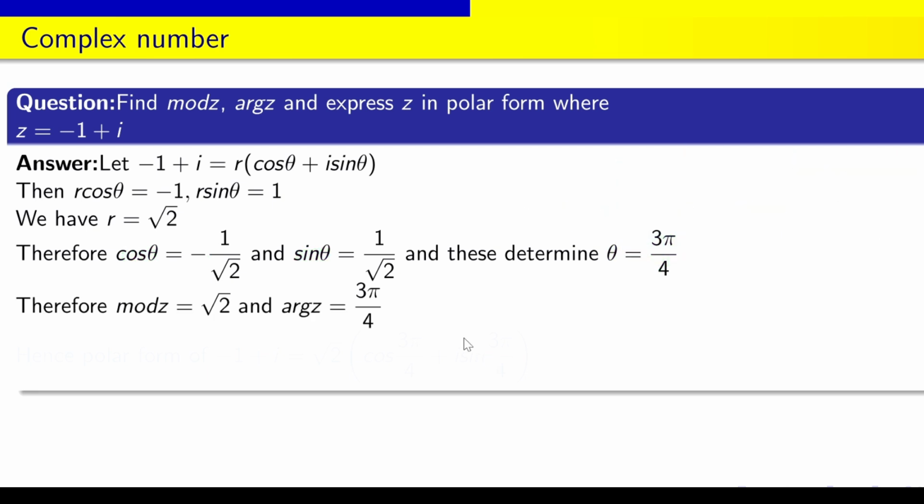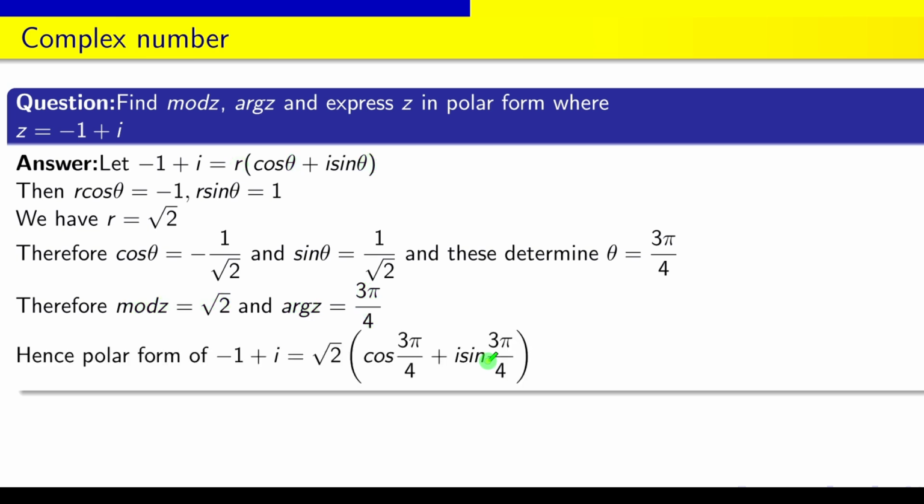Now we have the modulus of the complex number z. The value of r is root 2, that is, the modulus of z is equal to root 2, and the argument of z is 3 pi by 4. Now I can put these values of r and theta in place of r and theta, and we get the polar form of the complex number z. So the polar form is root 2 times cos theta plus i sin theta, where theta is equal to 3 pi by 4.